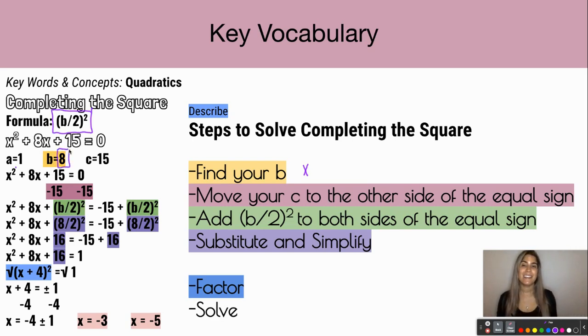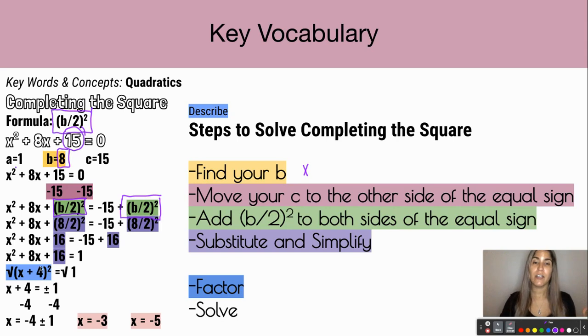Okay? Then it says move your c to the other side of the equal sign. So in the case that you have a c value, like I do here, move it to the other side of the equal sign. Then you are going to add your formula to both sides. Make sure you're substituting your b. Then you are simplifying, and then you are factoring.